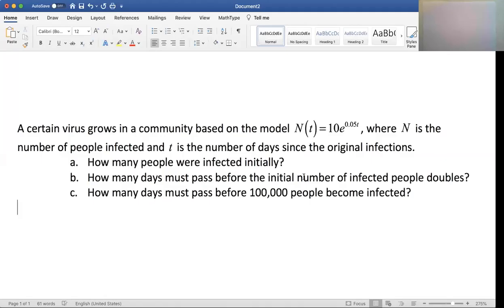So this question says a certain virus grows in a community based on the model N of t equals 10 e to the 0.05 t, where N is the number of people infected and t is the number of days since the original infections. How many people were infected initially? So that would be, what is N when t equals 0?